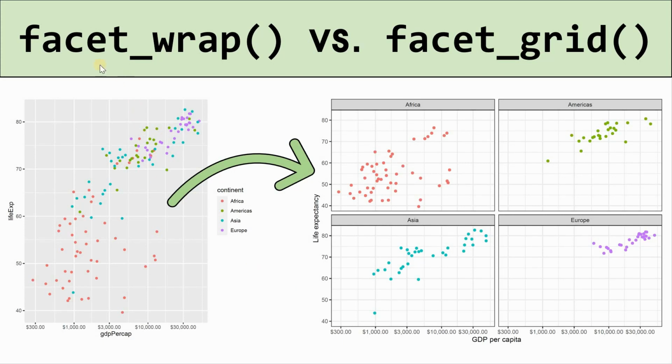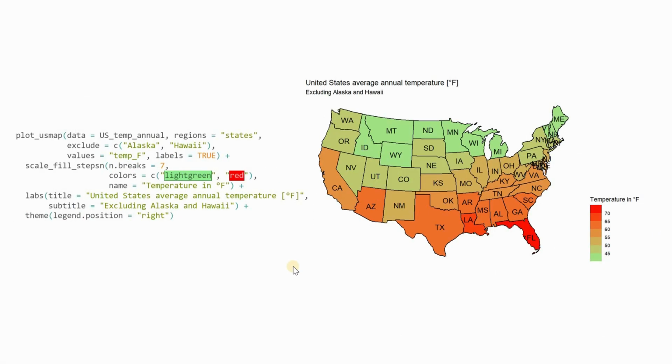In this video I want to show you how you can use Facet Wrap or Facet Grid to turn one busy and not too informative chart into a chart that allows you to make much clearer comparisons. This is actually really easy in R.